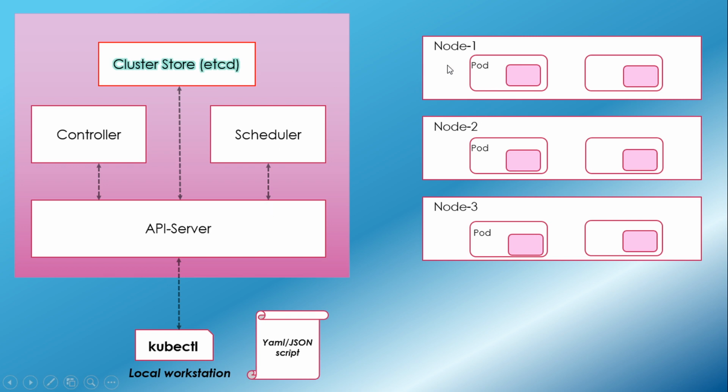Then the node will take care of that, and the node hands the requested work to the kubelet. In each node we have the kubelet, kube-proxy, and Docker daemon. These are the three components that reside in each node in the cluster. Please make a note of it. In each node, we have kubelet, kube-proxy, and Docker daemon, which is nothing but the Docker engine.